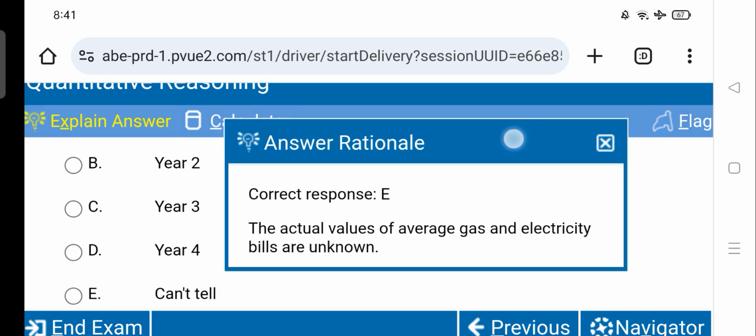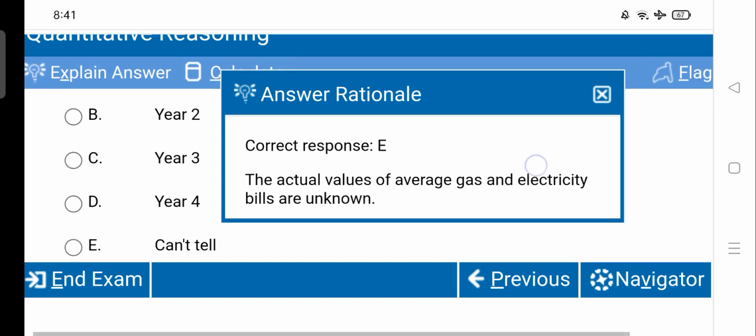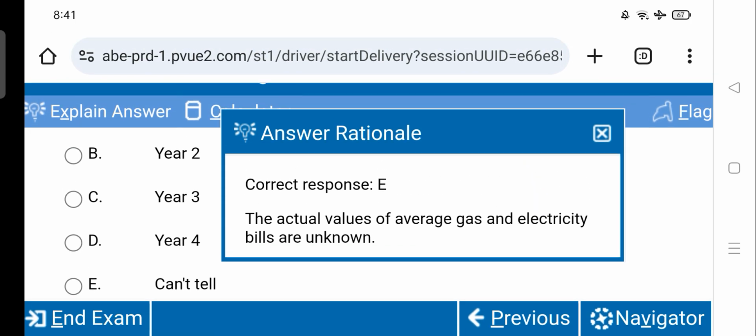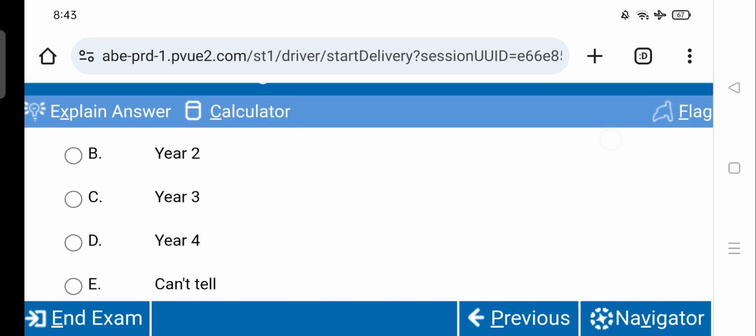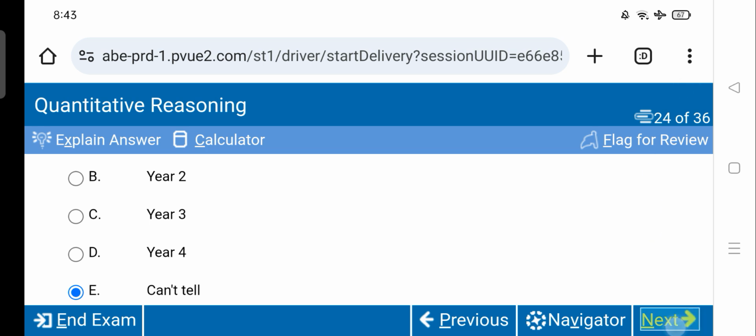So option E is the correct response, as the actual values of average gas and electricity bills are unknown. That's why the correct response is option E, which is can't tell.